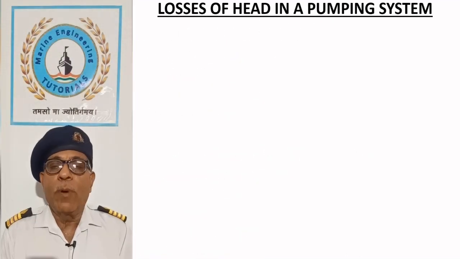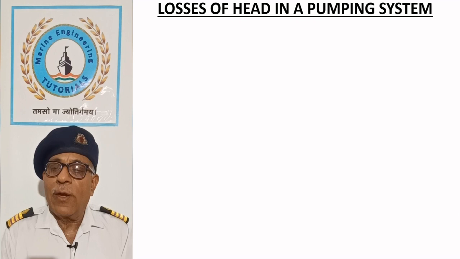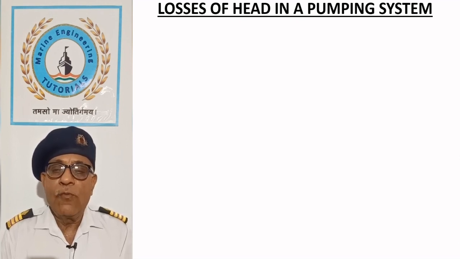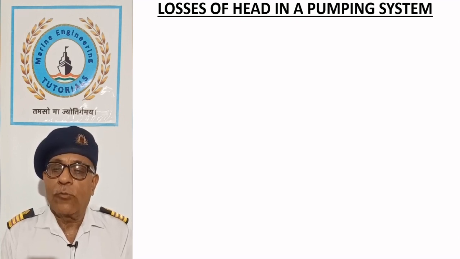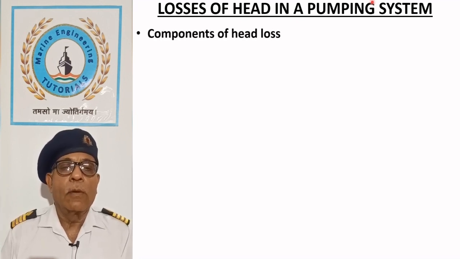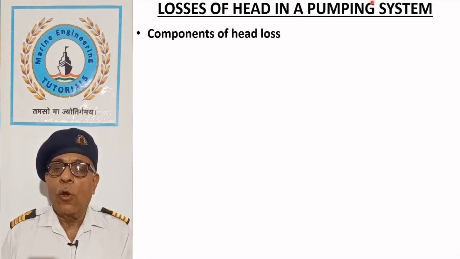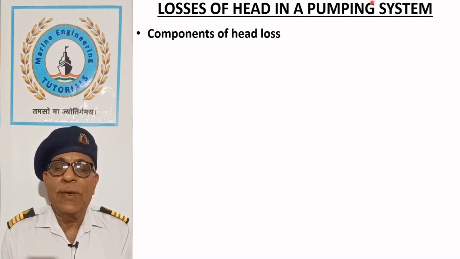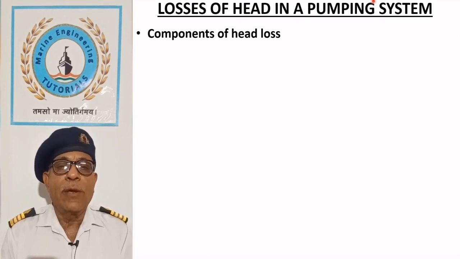Losses of head in a pumping system. Loss of head in a pumping system is caused due to friction. The friction can be either between the layers of the liquid itself, which is called viscosity, or between the liquid layer and the surrounding wall. Components of head loss. Head loss can be split into two components, which are major head loss and minor head loss.